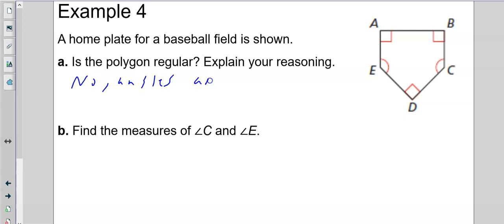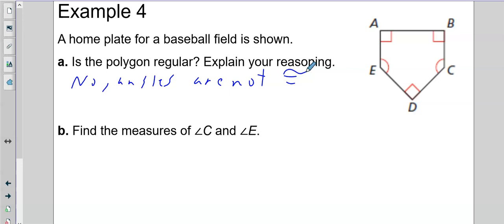The angles are not congruent. Remember, a regular polygon must have all equal sides and all equal angles. As we can see, these clearly are not equal, so we're done. Find the measures of C and E.